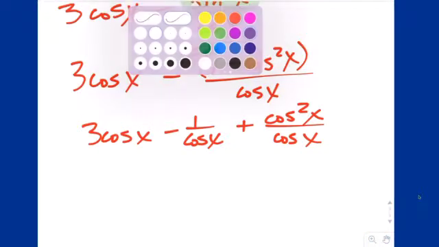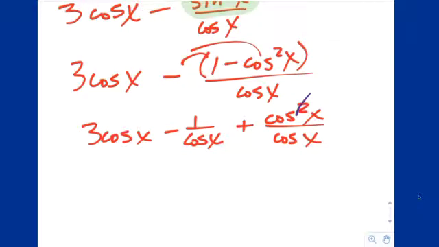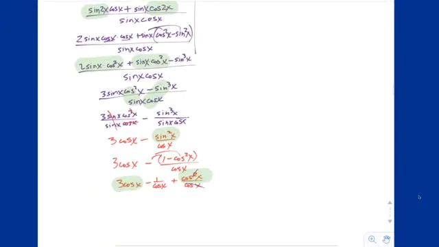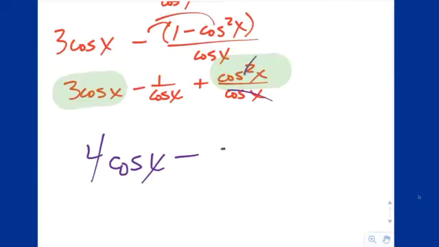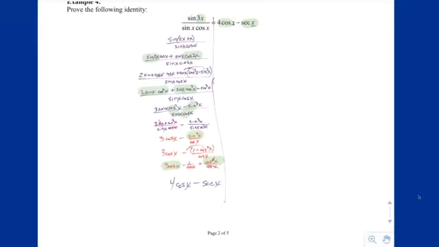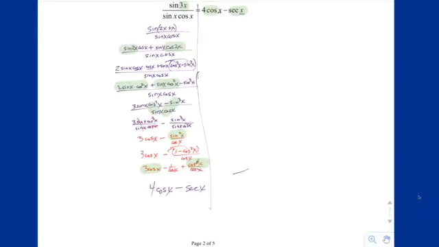Okay, so now look in the third term, cosine squared over cosine. We're left with cosine. And now I have 3 cosine in the front, 1 cosine in the back, for a total of what? 4 of them, right? Which is what I wanted. If you remember the right side, we needed 4 cosine. So we got 4 cosine of x. And now 1 over cosine, that's equal to what? Secant of x. Yeah, flip it. And you got the right side.